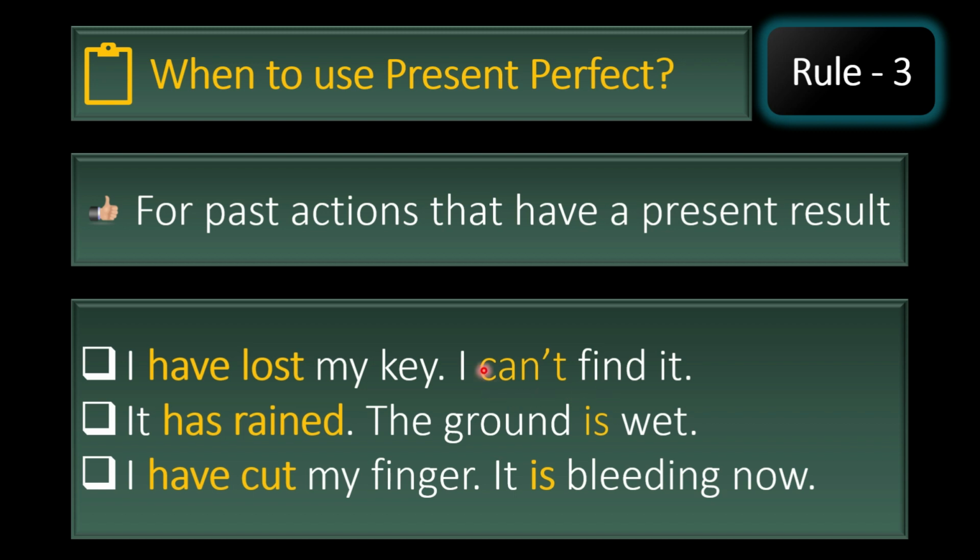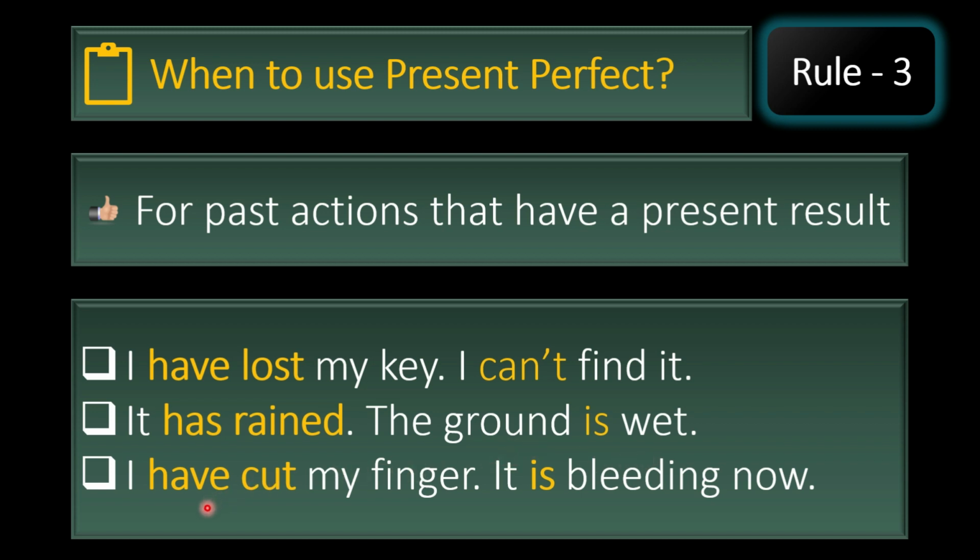I can't find it. This is the key word here. This is about present time. So I have lost my key. I can't find it. Past action whose result is felt in the present time. Present perfect tense must be used. And look at this here. It has rained, past action. And the result is the ground is wet. Right?